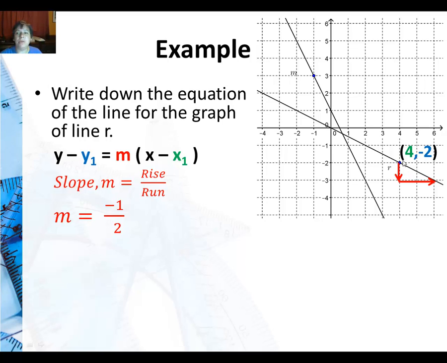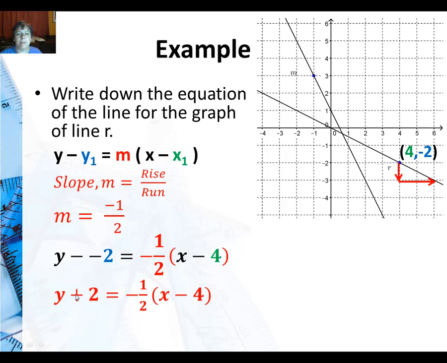Now, I also know that the point that's marked on here is (4, -2). So I can just substitute into this equation. y minus -2 equals -1/2, that's the slope, times, notice the parentheses, (x minus 4). I can make that plus 2, and that's pretty much my equation of the line. I will get into the other forms for the equation a little bit later.